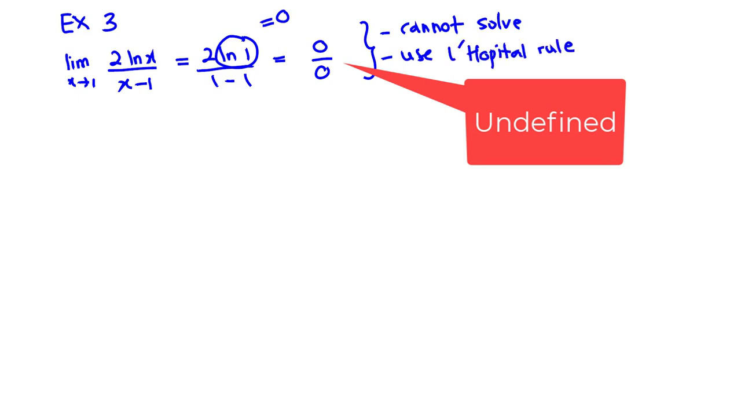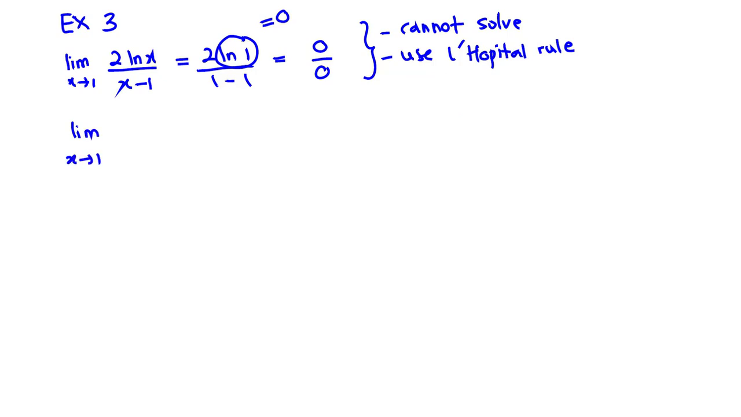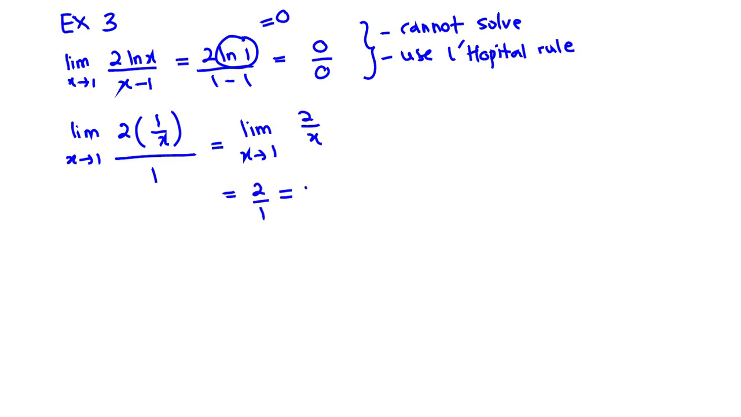So what you have to do is differentiate. Differentiate 2 ln x, you get 2 times 1 over x, and then divide by differentiate x minus 1, you get 1. Next you have the limit as x approaches 1 of 2 over x divided by 1. Now you substitute 1, so 2 divided by 1, you get 2. So the answer is 2.